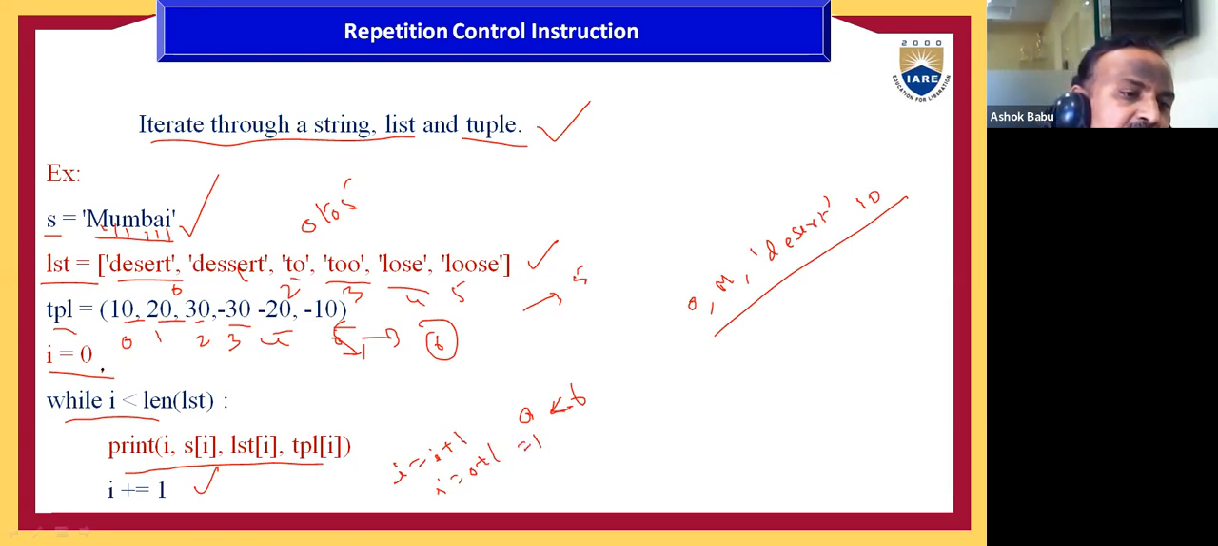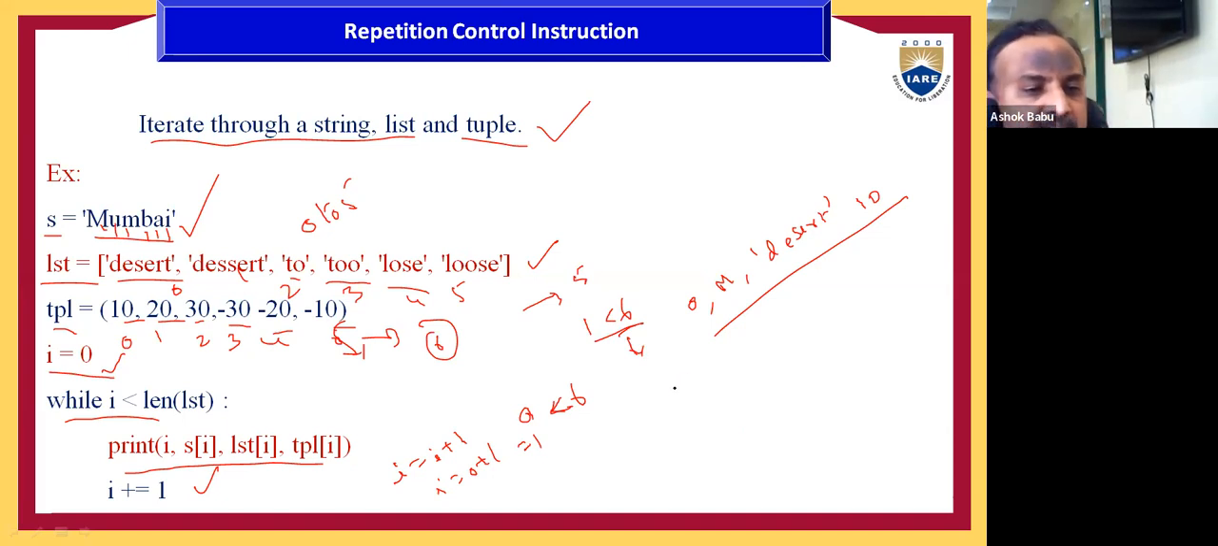Again, it comes to I equal to 1. When I equal to 1 means when I less than length of list. When I is 1, where I less than 6, then it will come back to the print statement. It will print I, which is 1, comma S of 1, comma list of 1, and tuple of 1, which is 20.